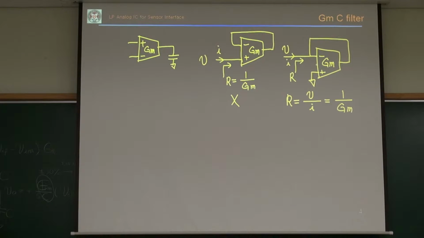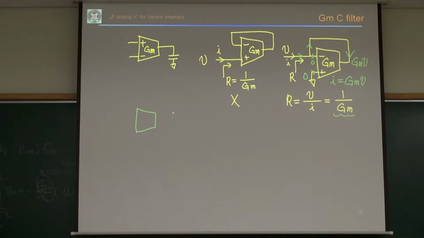Because the current is 0 here, right? Current is 0. Then, because the plus input is connected to 0 volt, the current must be going in like GMV, right? So my current is GMV. This current must be the same as GMV. So I can get my resistance is 1 over GM. Okay. If I connect them together, what happens?